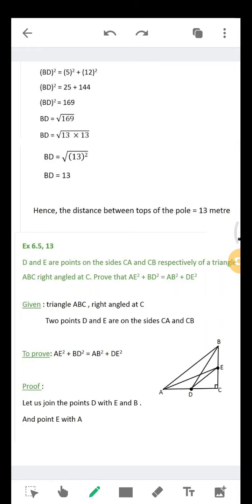So this is all about the application questions of triangles. Now let's see the last 13th question.